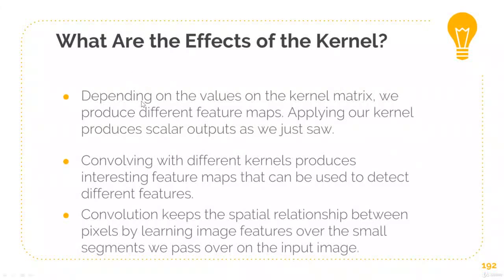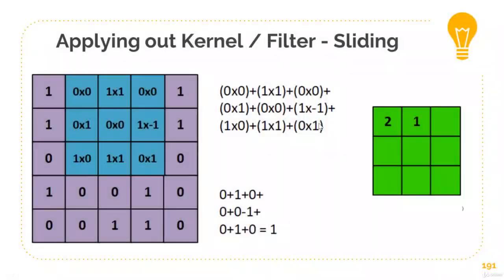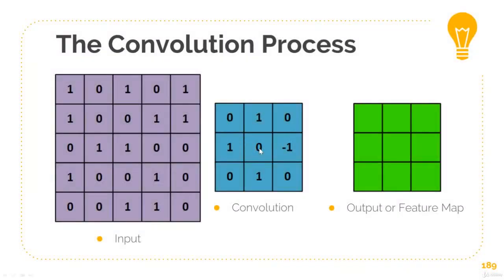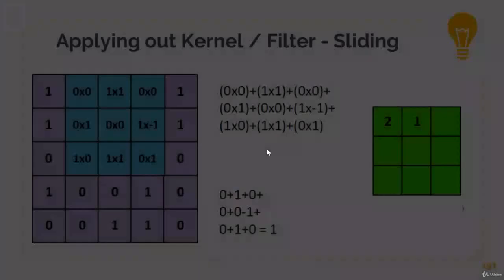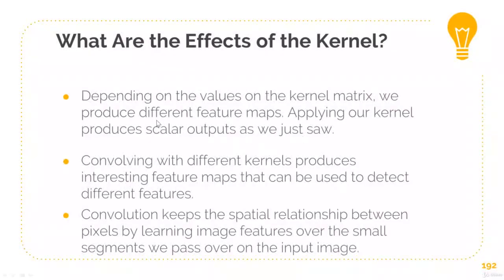So firstly, depending on the values of the kernel, that was the kernel being this blue box here, the convolution, we produce different feature maps, obviously, because we can have different kernels with different values, and they'll all produce different feature maps. So applying our kernel produces scalar outputs, as we just saw. Convolving with different kernels produces interesting feature maps that can be used to detect different features. This is what makes it important.